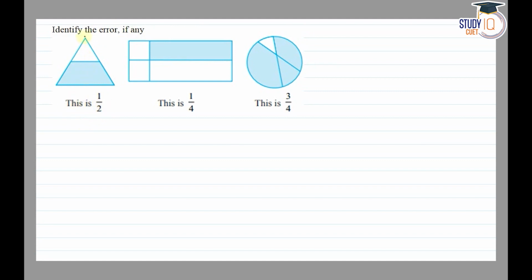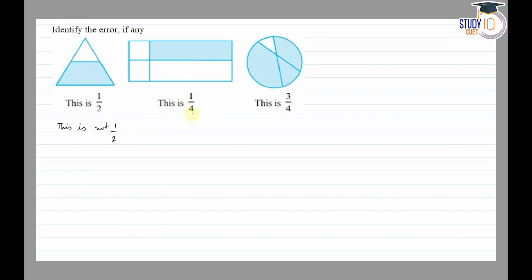So हमारे ये triangle two equal parts में divided नहीं है. So this portion is not half. So this is not half because it is not divided into two equal parts.